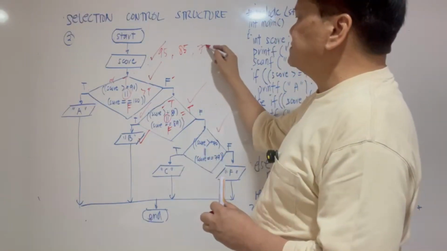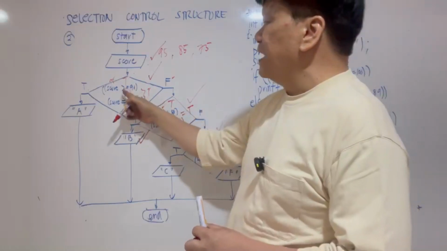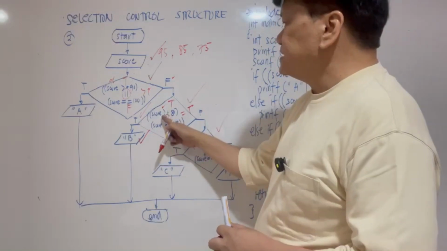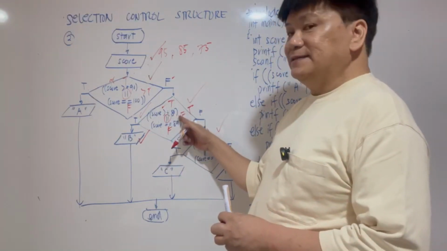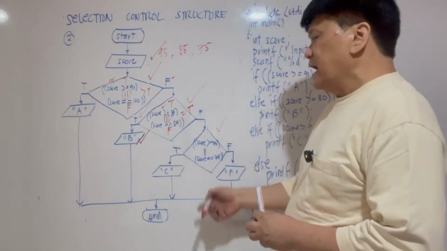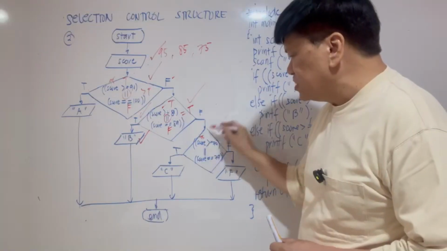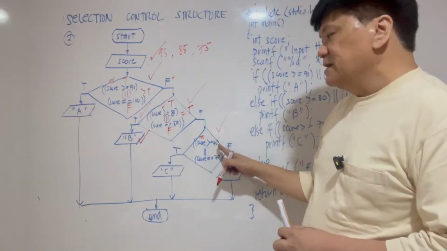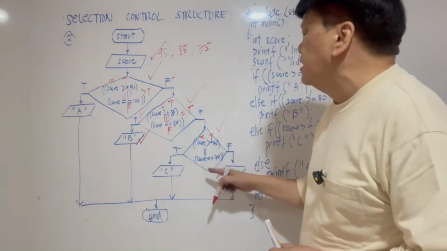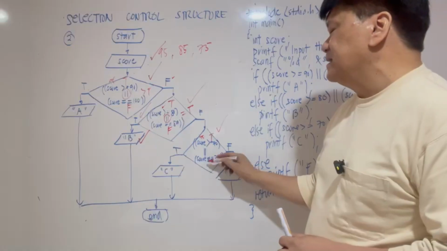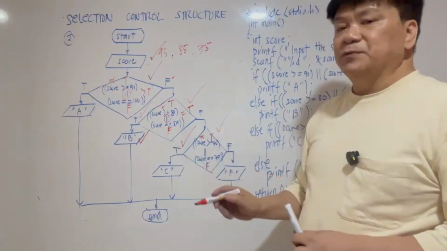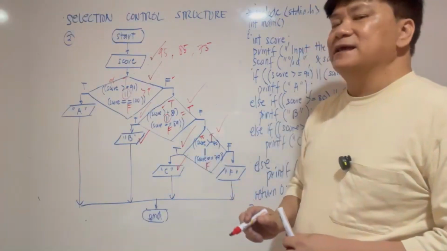Now, for example, you have 75. Is it greater than 90? False. Is it equal? False. Is 75 greater than or equal to 80? Still false. Is it equal to 89? False. Then, with this condition, is 75 greater than 70? The answer is true. And then, or the score is equal to 79? That is false. True or false will give you an output of true. So that will print C.